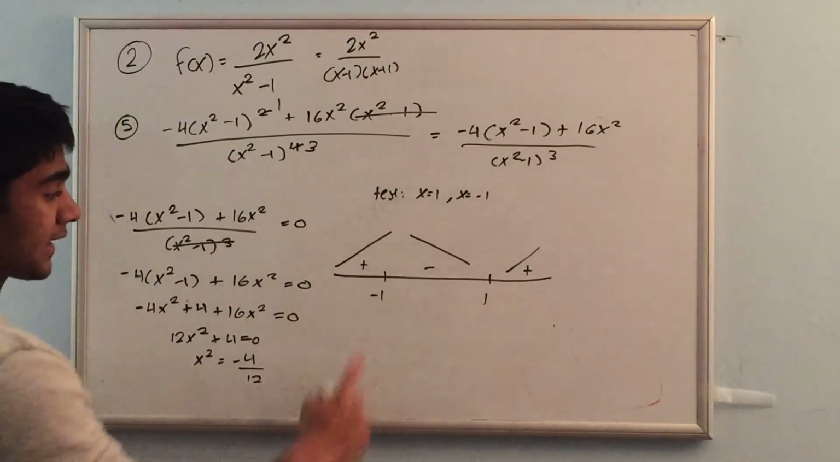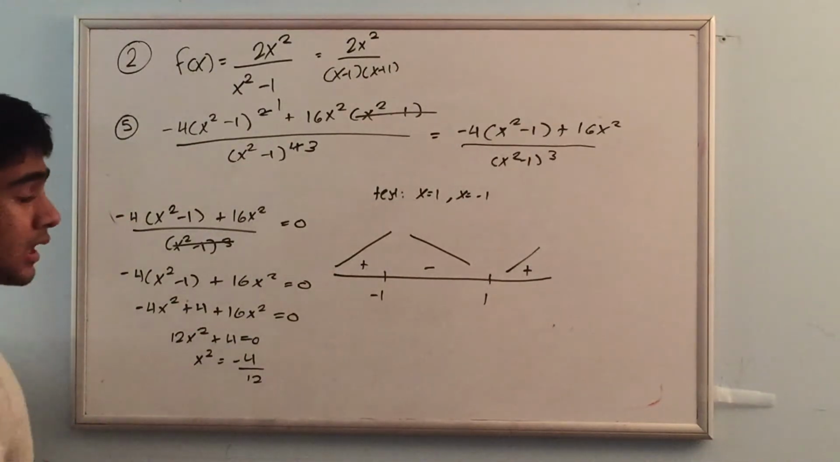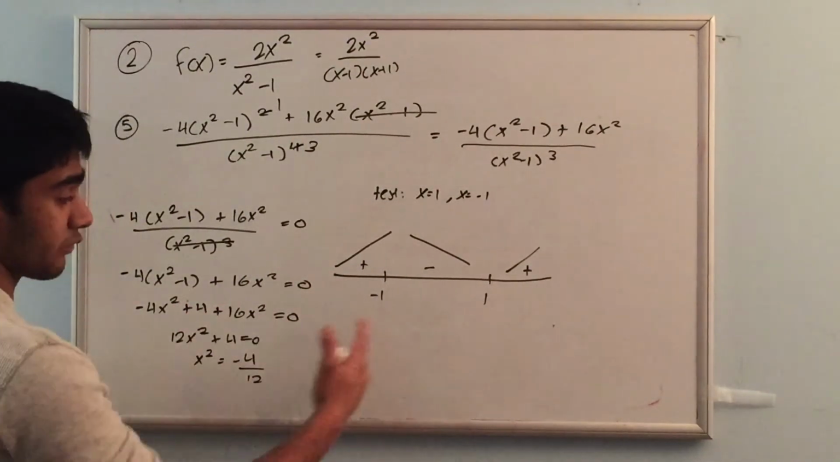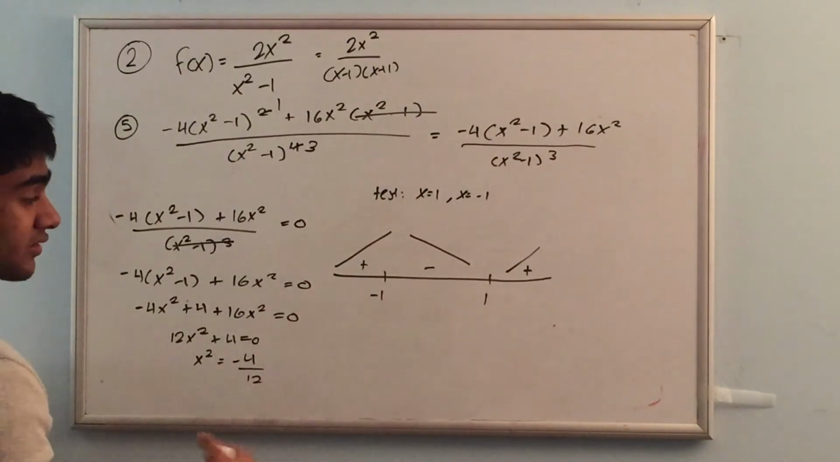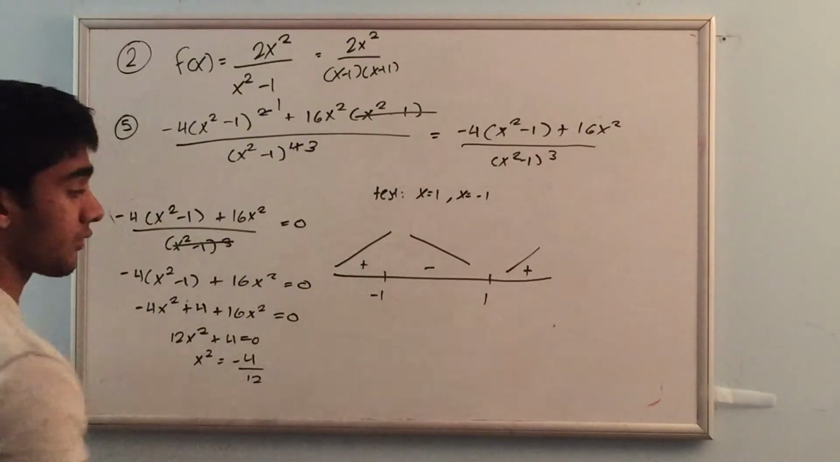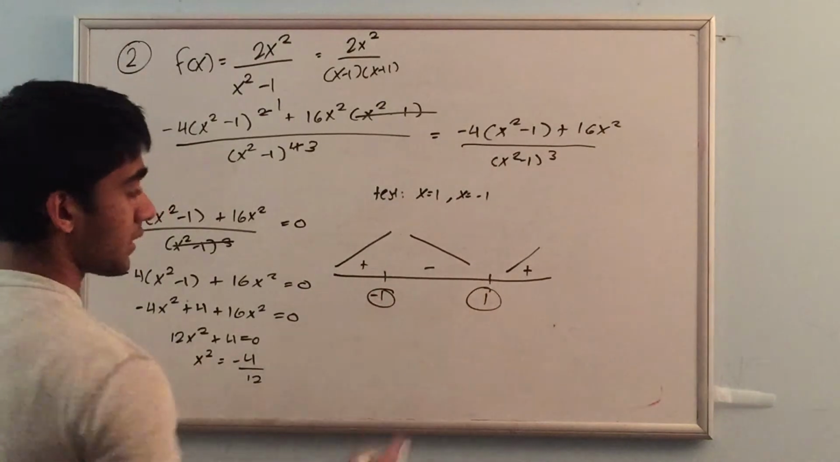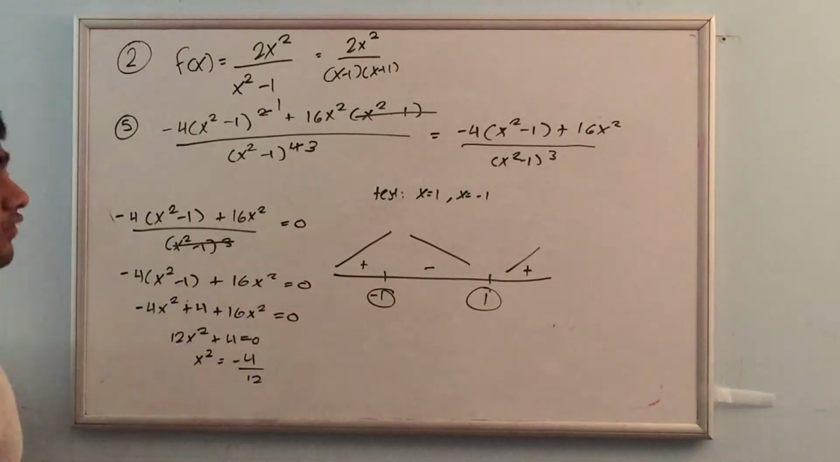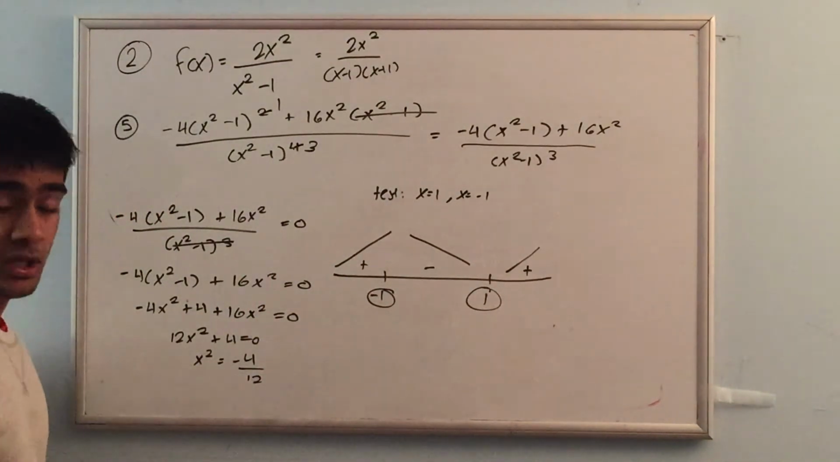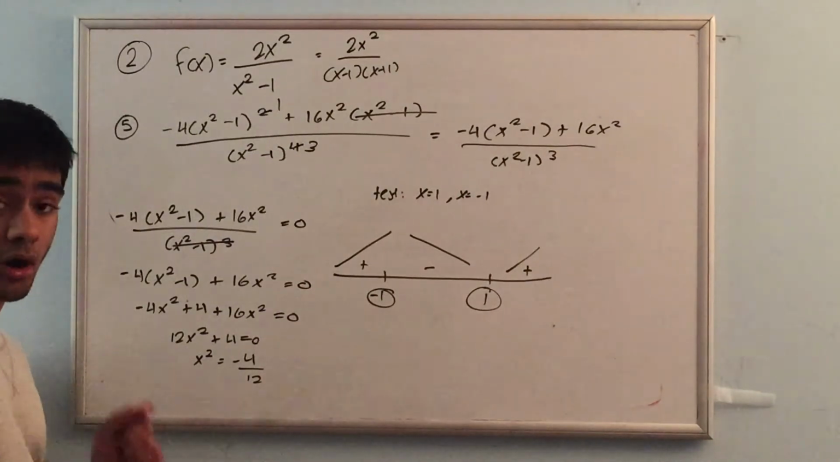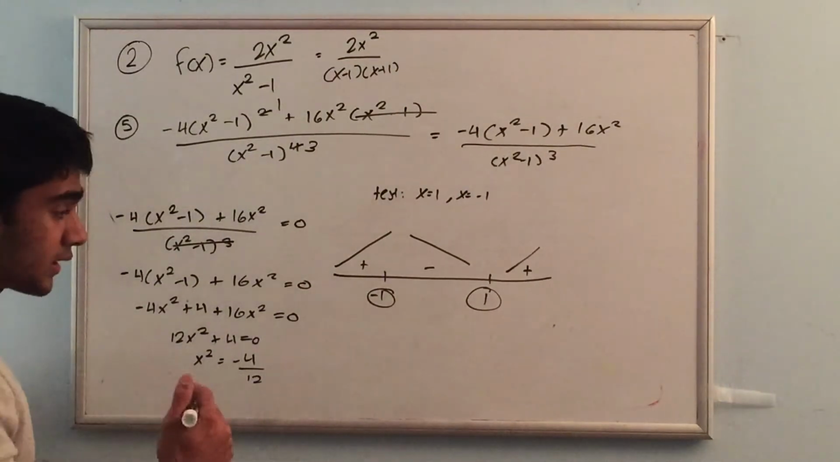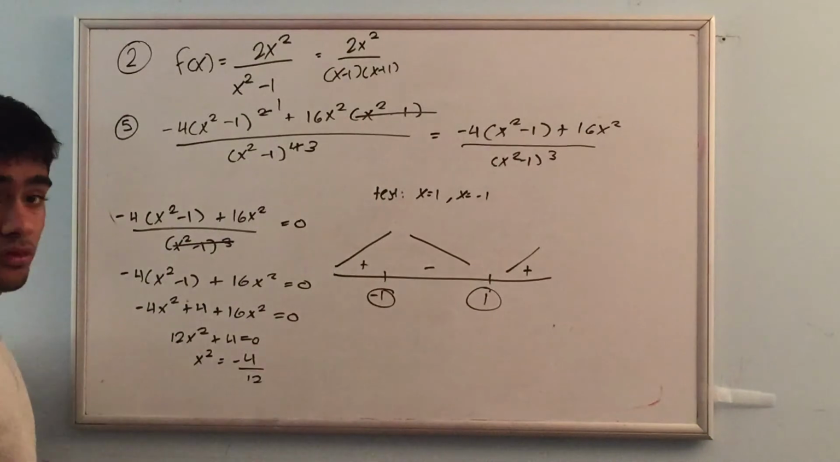So notice that at each of these points, left of it and right of it, the sign changes. For example, for negative 1, left of it's positive and right of it's negative. However, we can't say that these two are points of inflection because they're undefined in the function. Since these points are undefined, we can't state that negative 1 and 1 are points of inflection, but what we can state are the intervals of concavity.